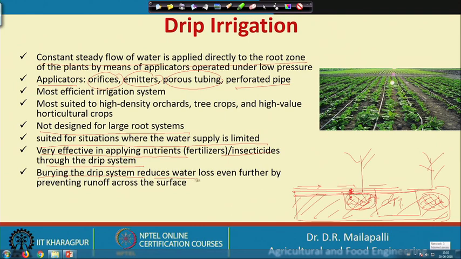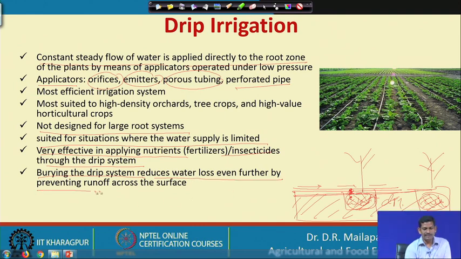Burying the drip reduces water loss even further by preventing runoff across the surface. This is generally applied on top, but if you use the same system underneath the ground, it is called a subsurface system, or subsurface drip. In that, you can still apply water effectively by reducing the evaporation losses and also the runoff losses. Generally there is no runoff, but mostly the evaporation losses will be avoided.